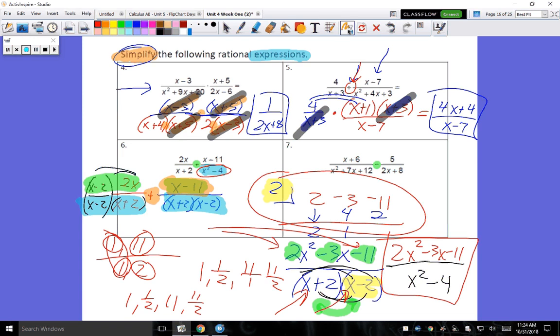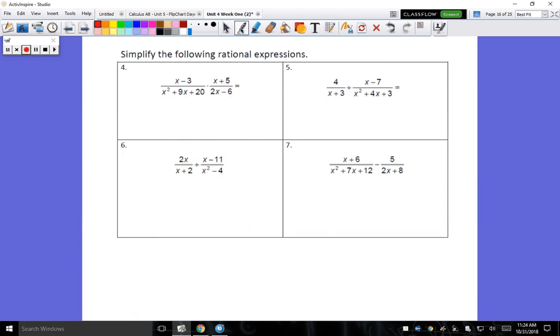Ran out of room. So this one is another subtraction of fractions. First step, what do we do? Not keep change flip on this. We only do keep change flip with dividing ones, but for subtraction, we don't want to do keep change flip. So we factor first, because we're trying to then get a common denominator. Okay? So here we go.